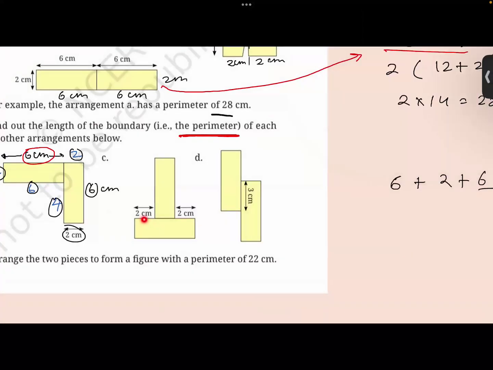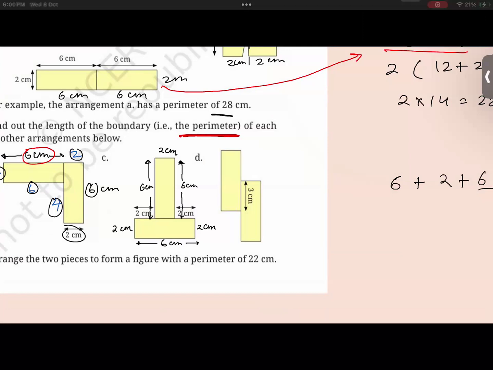Okay, see. This side is 2 centimeter, right? That is equal to 6 centimeter. And that is also equal to 2 centimeter. This is going to be how much? 2 centimeter, right? That much is 6 centimeter. And that much is again 6 centimeter. This one was very easy. So just add it and tell me the answer.